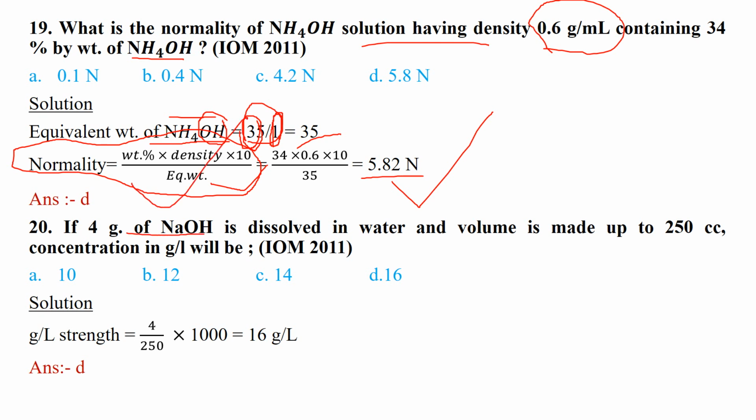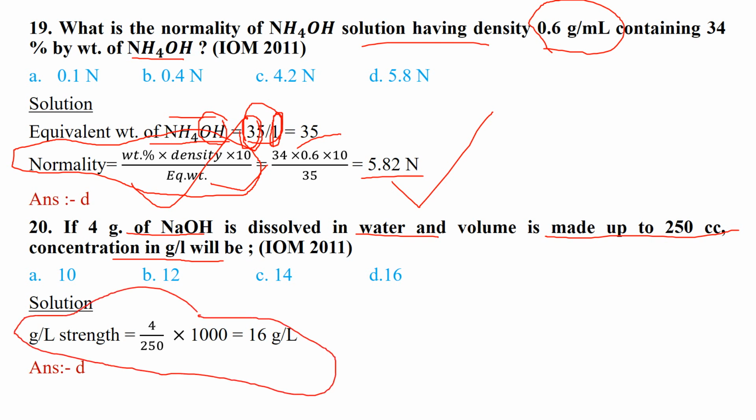If 4 gram of NaOH is dissolved in water and the volume is made up to 250 ml, the concentration in gram per liter will be what? We have to calculate the concentration in gram per liter. It is a very simple question. Just convert the 250 ml into liter. So 4 by 250, because 4 gram of NaOH is dissolved in water and the volume is made up to 250. Then 4 by 250 into 1000 will give the answer in gram per liter. Very simple.